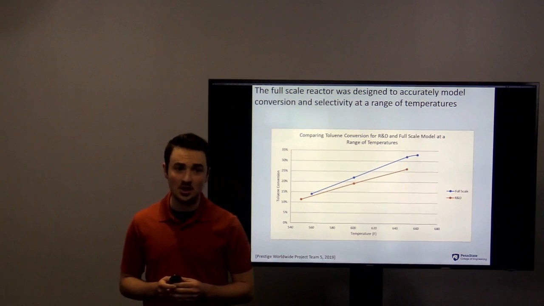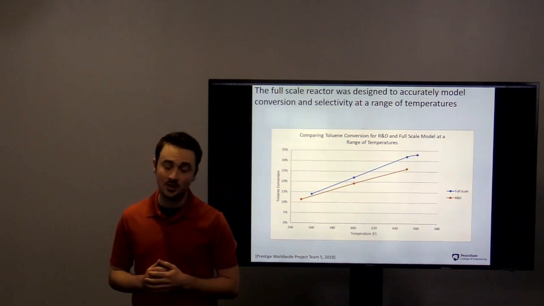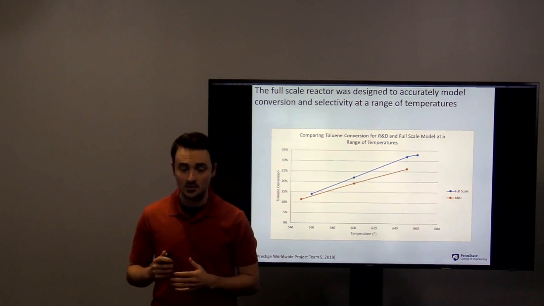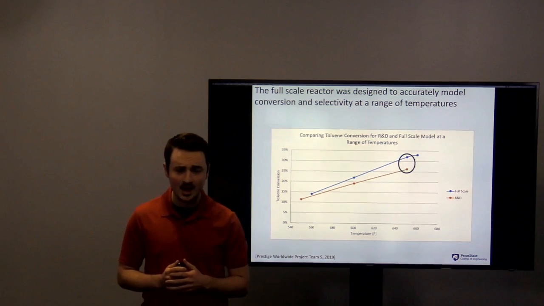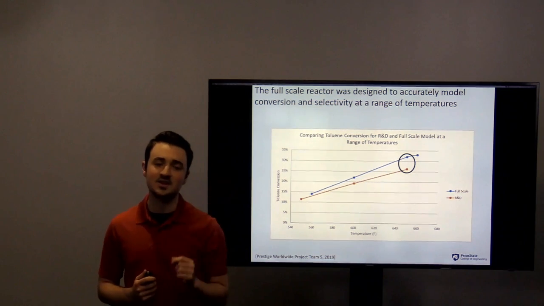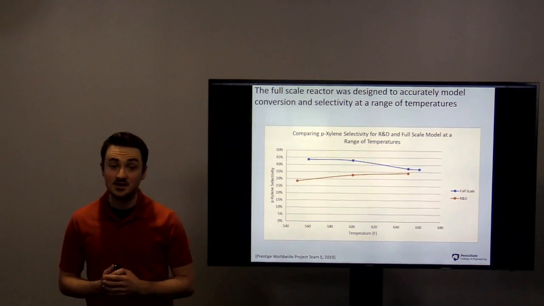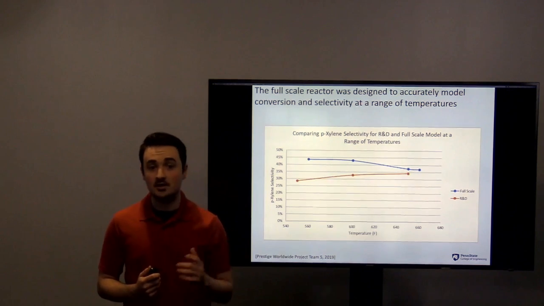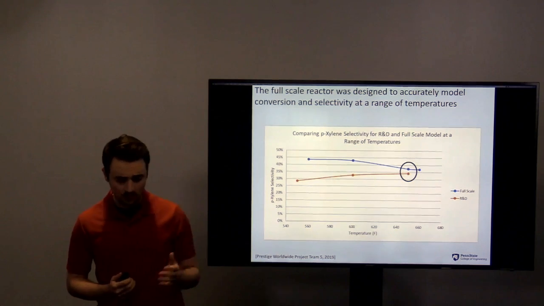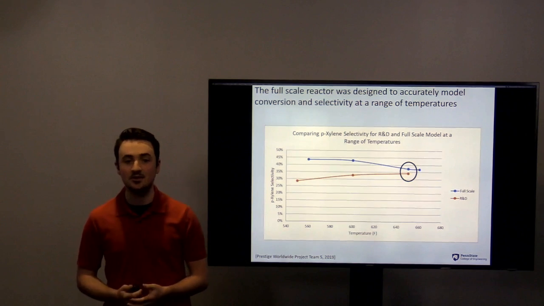You can see here that I plotted the toluene conversion for R&D data and also the full-scale model at a range of temperatures. We were able to operate our model in Aspen Plus from 560 to 660 degrees, which was a 100-degree range. We actually operate our full-scale reactor at 650 degrees. I highlighted here that the full-scale model is a slight overprediction of toluene conversion versus the research and development data. I also plotted the paraxylene selectivity of our full-scale model in blue versus the R&D data, which is shown in orange. Like I mentioned, we're still running from that 560 to 660 degree temperature range, and our model is operating at 650 degrees Fahrenheit.